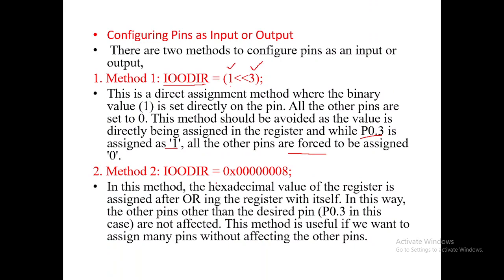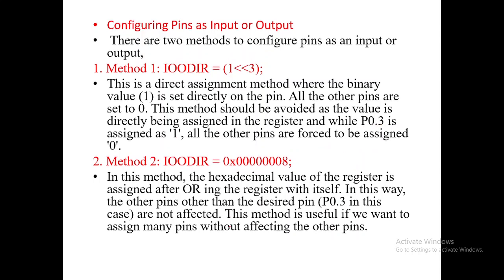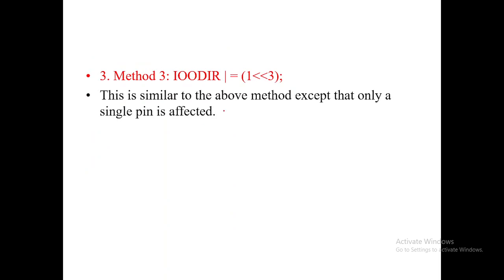Then the second method: using a hexadecimal number, we can also represent these pins. So in hexadecimal, here you can see the 8. The value of hexadecimal 8 in binary is 1000. So this is pin number 0, 1, pin number 2, and this is pin number 3. So we have set pin number 3 of port 0 as output. This is the second method. In this way we can assign the pins. The third method is similar to the first method, except that only the single pin is affected.